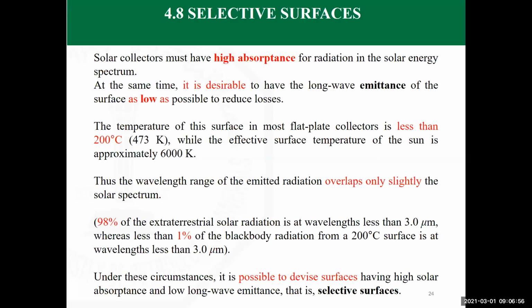So the temperature of most flat plate collectors is less than 200 centigrade or Celsius, 473 Kelvin, while the effective surface temperature of the sun is about 6,000. Exactly, it's 5,777 Kelvin. So the wavelength is not the same. There is a little overlap, but the overlap is not big. So short wavelength radiation coming from the sun, long wavelength radiation emitted from the surface.